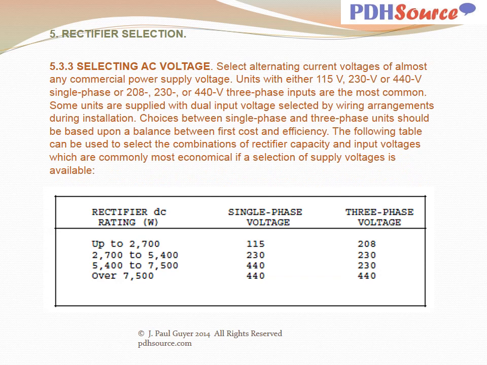With regard to selecting the AC voltage, select alternating current voltages of almost any commercial power supply voltage. Units with either 115, 230, or 440 single-phase or 208, 230, 440 three-phase inputs are the most common. Some units are supplied with dual input voltage selected by wiring arrangements during installation. Choices between single-phase and three-phase units should be based upon a balance between first cost and efficiency. The table below can be used to select the combinations of rectifier capacity and input voltages which are commonly most economical if a selection of supply voltages is available.